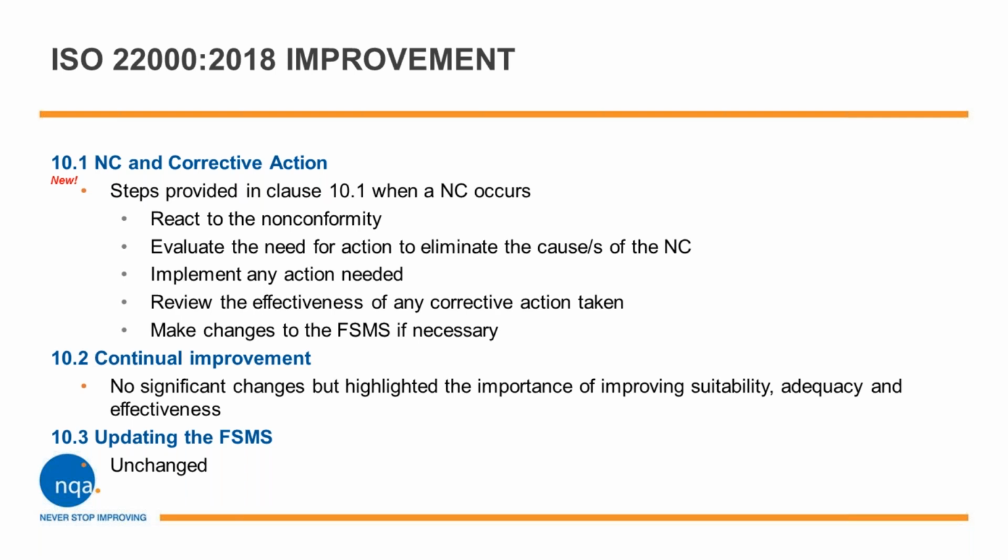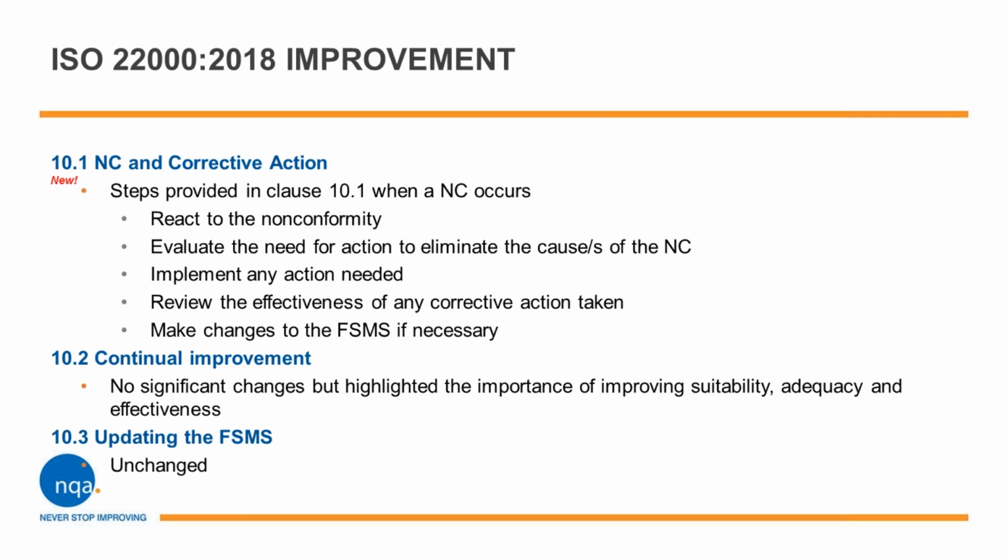Okay. For continual improvement, there are no significant changes here, but just to highlight the importance of improving suitability, adequacy, and effectiveness of the food safety management system. What the standard says here is that if all previous sections were established and implemented, as well as the food safety management system having been updated, then continual improvement will occur, okay?